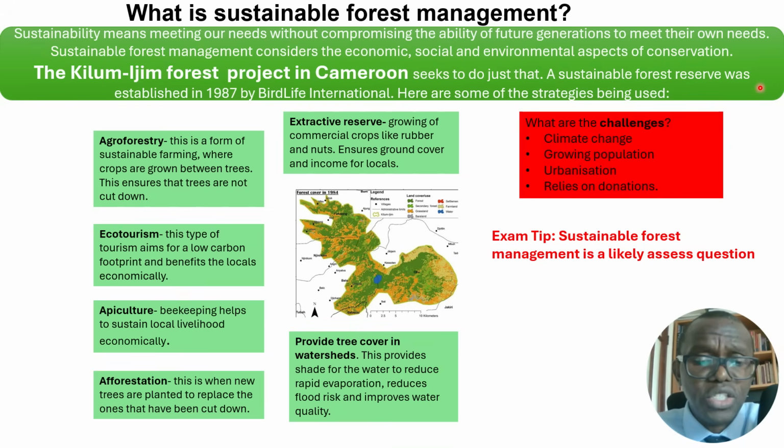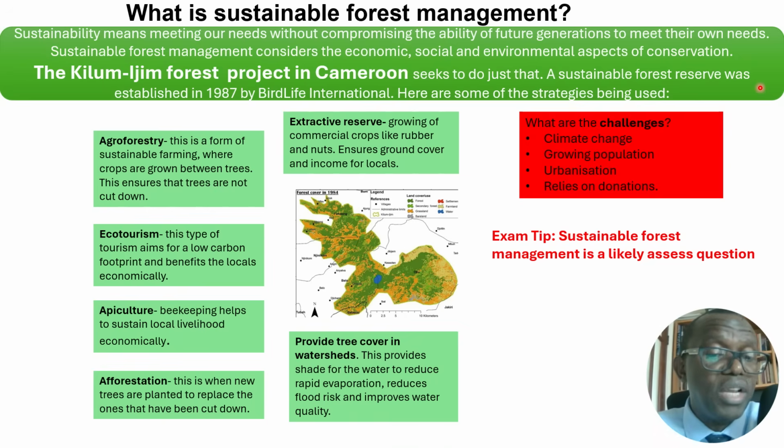Then lastly, the last strategy here is providing tree cover in watersheds. So this provides shade for the water to reduce rapid evaporation. And it also reduces flood risk and improves water quality. So you've got the trees that you have planted. They are obviously providing shade.